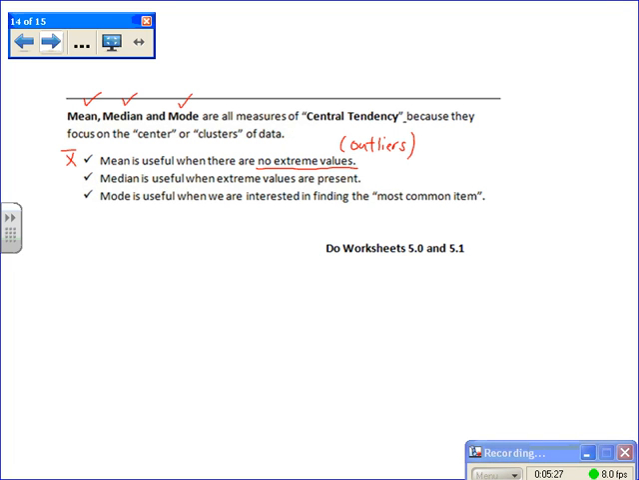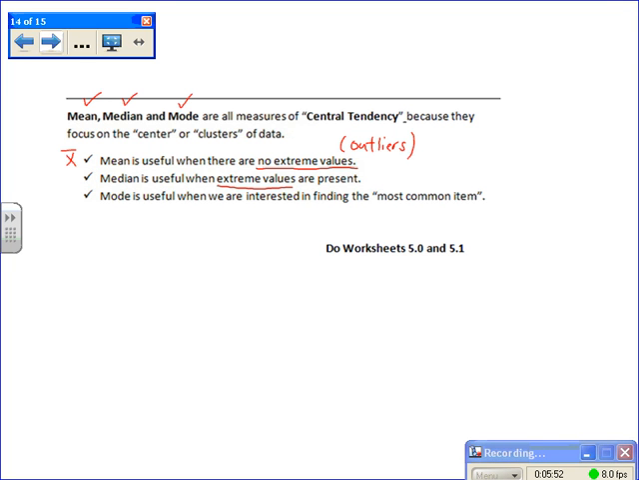The median is the middle value, and it's really useful if you do have outliers. Those outliers are going to affect the mean, so our mean might not be that useful to us. A median would be a better measure to use to get an idea of where the middle of our data is then. And why would the mode be useful to us?